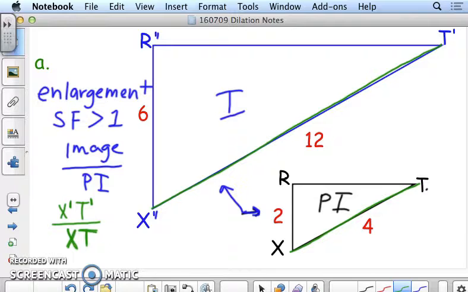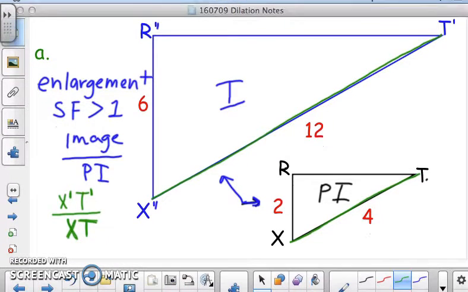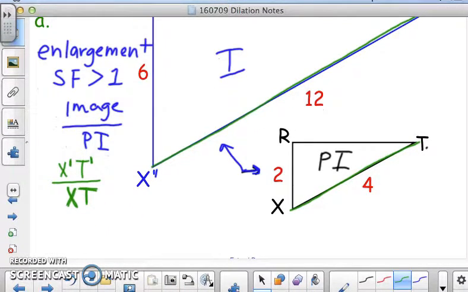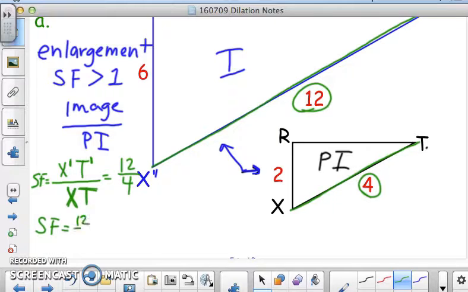So I'm going to fill in what I know these lengths are. So I know for a fact that X prime, T prime is 12. How do I know that? Because they told me. And then I know for a fact that X and T is 4. So this should tell me my scale factor should be 12 over 4. So if I simplify my scale factor, 12 over 4 simplifies to 3. So I have found my scale factor.